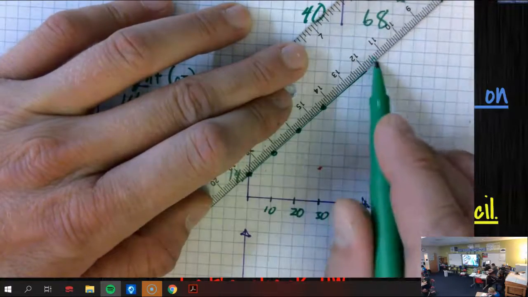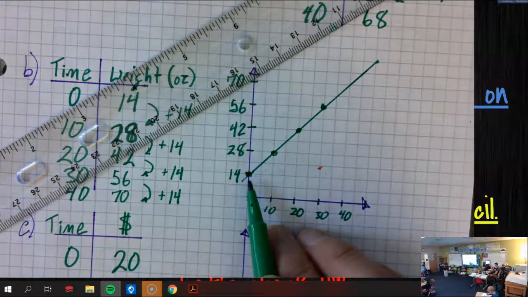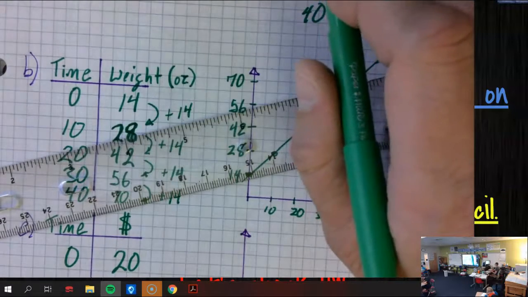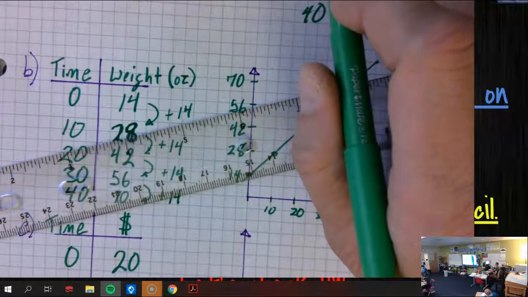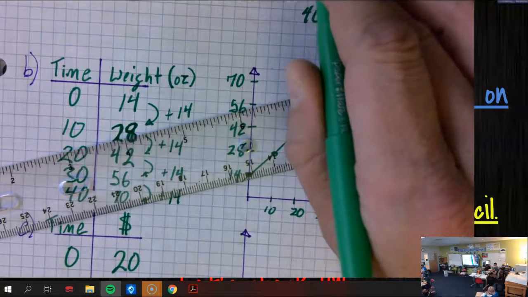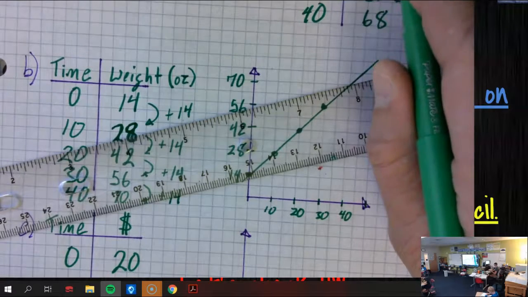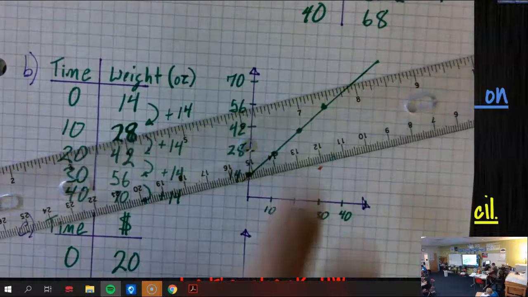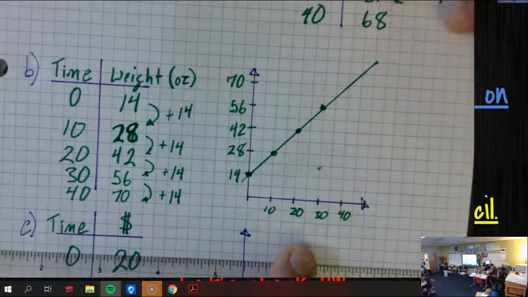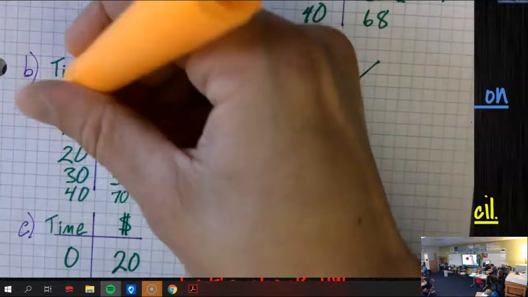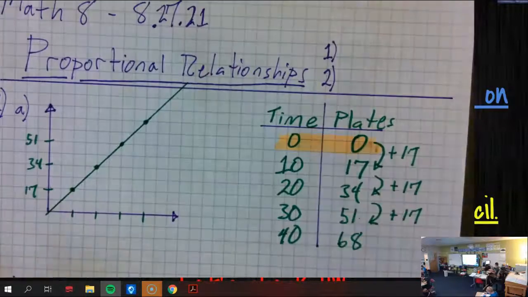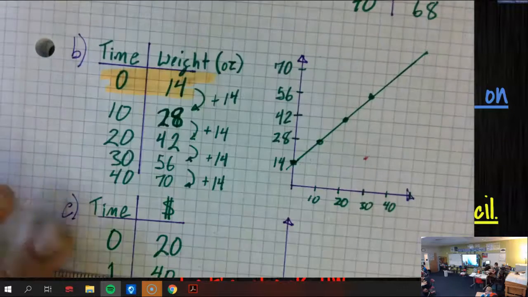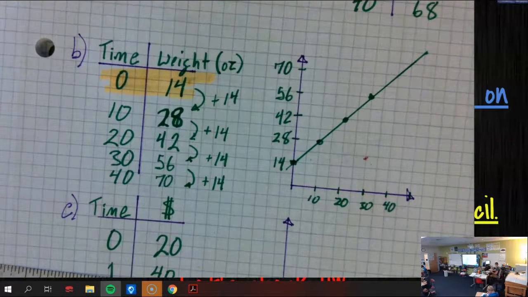When the puppy's born, does it exist? Yeah, it has weight. But when I start washing dishes, has anything been accomplished yet? No. So this is a big difference whether we start at the origin or whether we don't. I'm highlighting that up here: this one starts at the origin and this one doesn't.